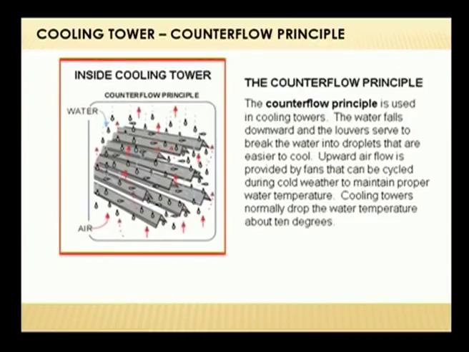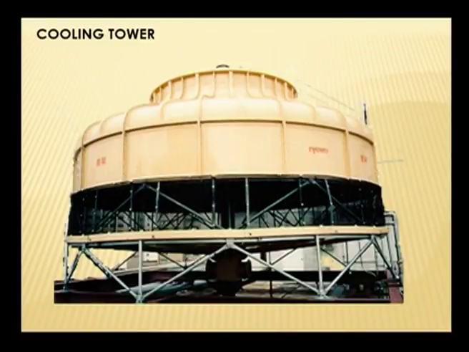The principle in which the cooling tower works is called the counterflow principle. The counterflow principle is used in cooling towers. Here the water falls downwards and the louvers serve to break the water into droplets that are easier to cool. Upward air flows in; airflow is provided by fans that can be cycled during cold weather to maintain proper water temperature. Cooling towers normally drop the water temperature about 10 degrees. This is how the cooling tower works. This is an image showing a cooling tower used in large scale buildings.